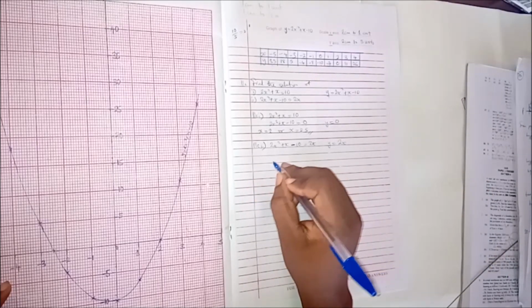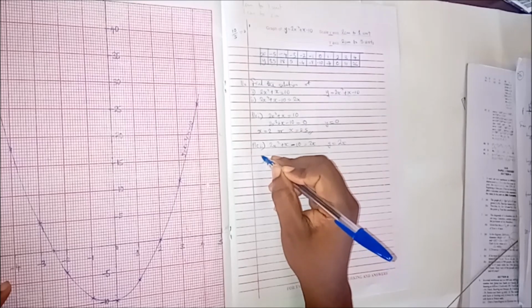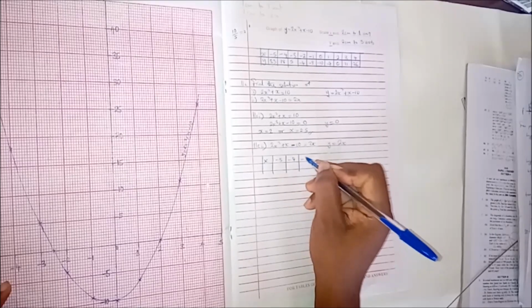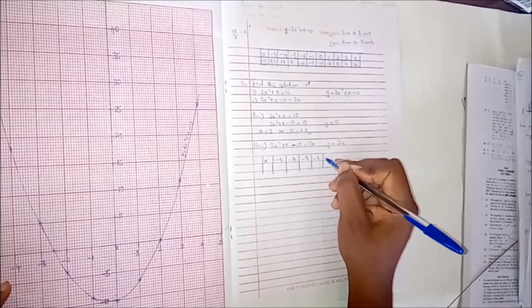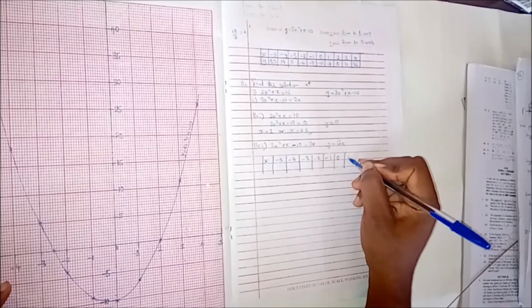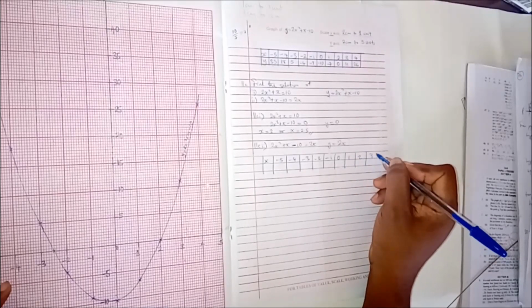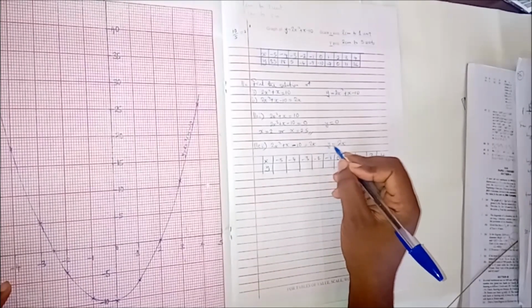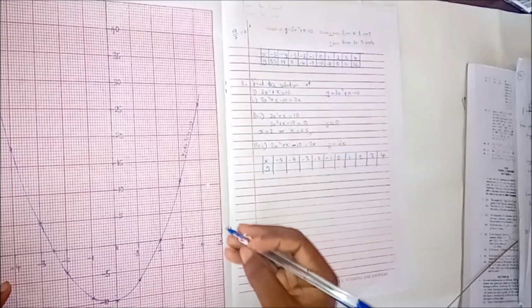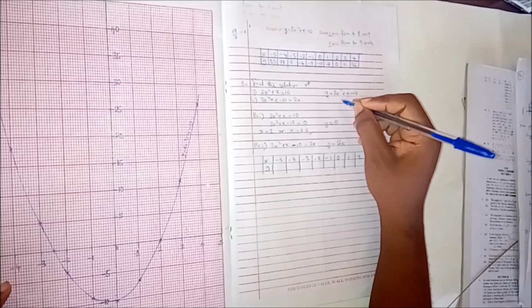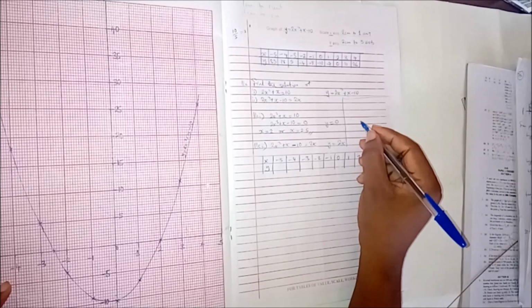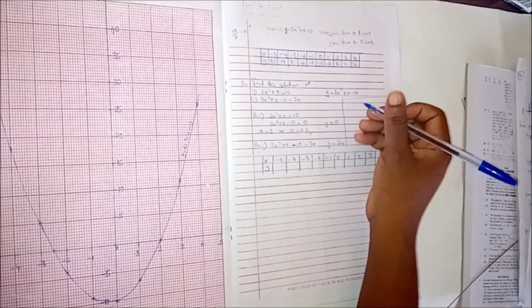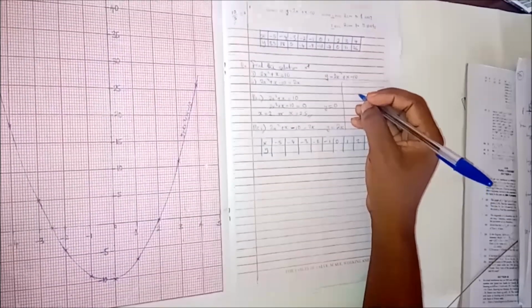So let's do this together. Let's just plot the table first. We have x: minus 5, minus 4, minus 3, minus 2, minus 1, 0, 1, 2, 3, then 4. Y. Let's solve this together. Let's use the space here. I hope you can see this.